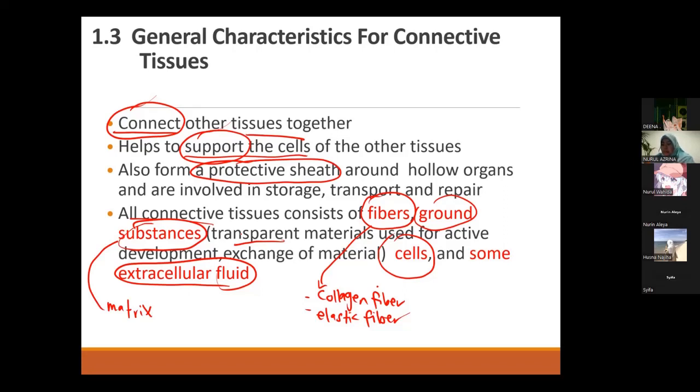Okay, and connective tissue also must have cells. Different connective tissues have different cells, right? And some have extracellular fluid. Okay, so remember, connective tissue must have all these things: fiber, ground substances, cells, and some might have extracellular fluid.